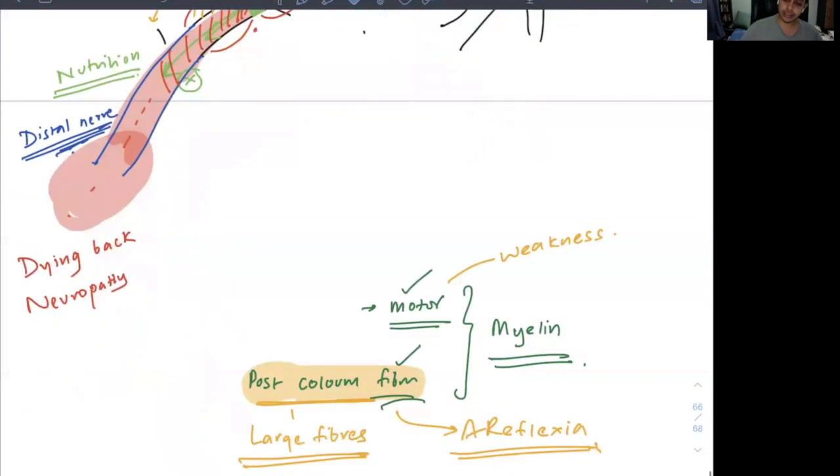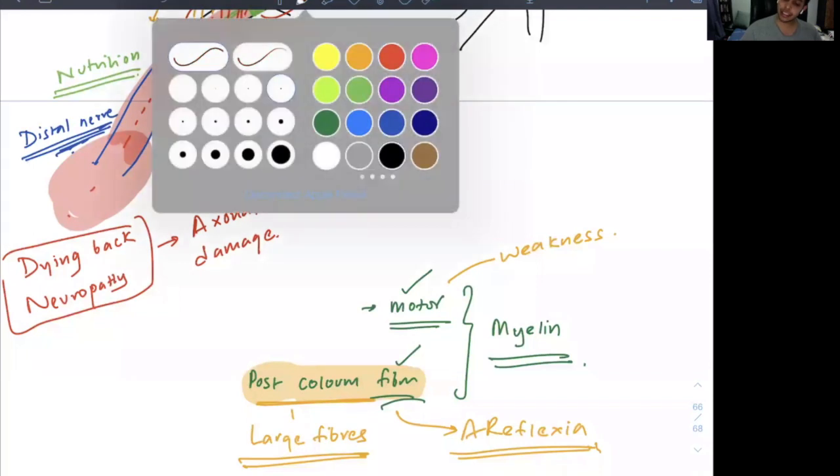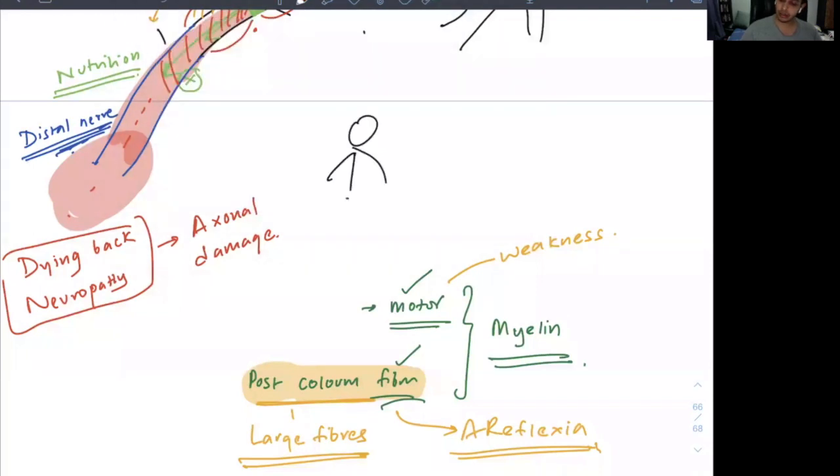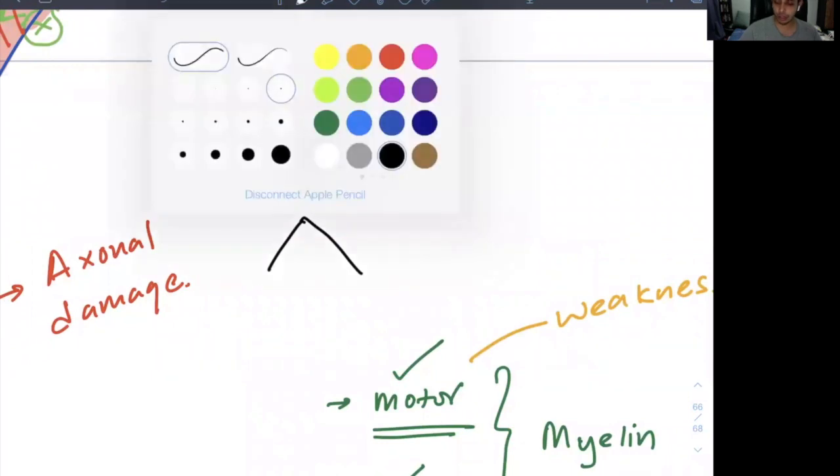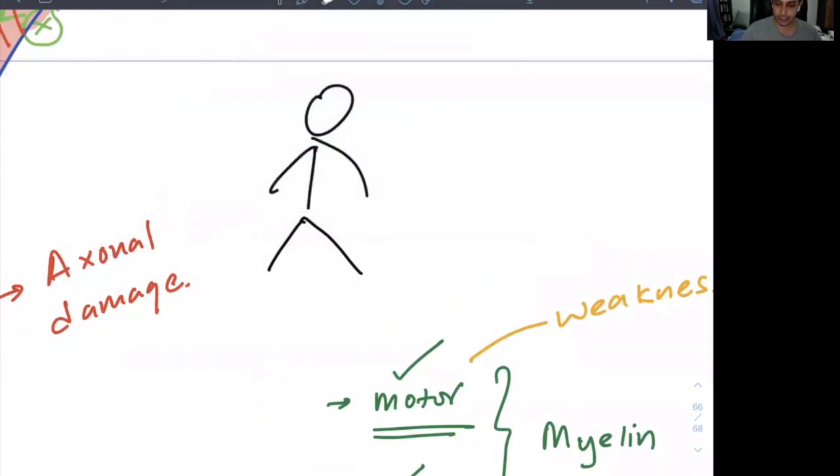So this is called dying back neuropathy, and this is a sign of axonal damage. So how does this clinically present? The patient may come with symptoms of weakness, but the weakness will be distal, and it may involve all four limbs. It may involve the lower limbs first.